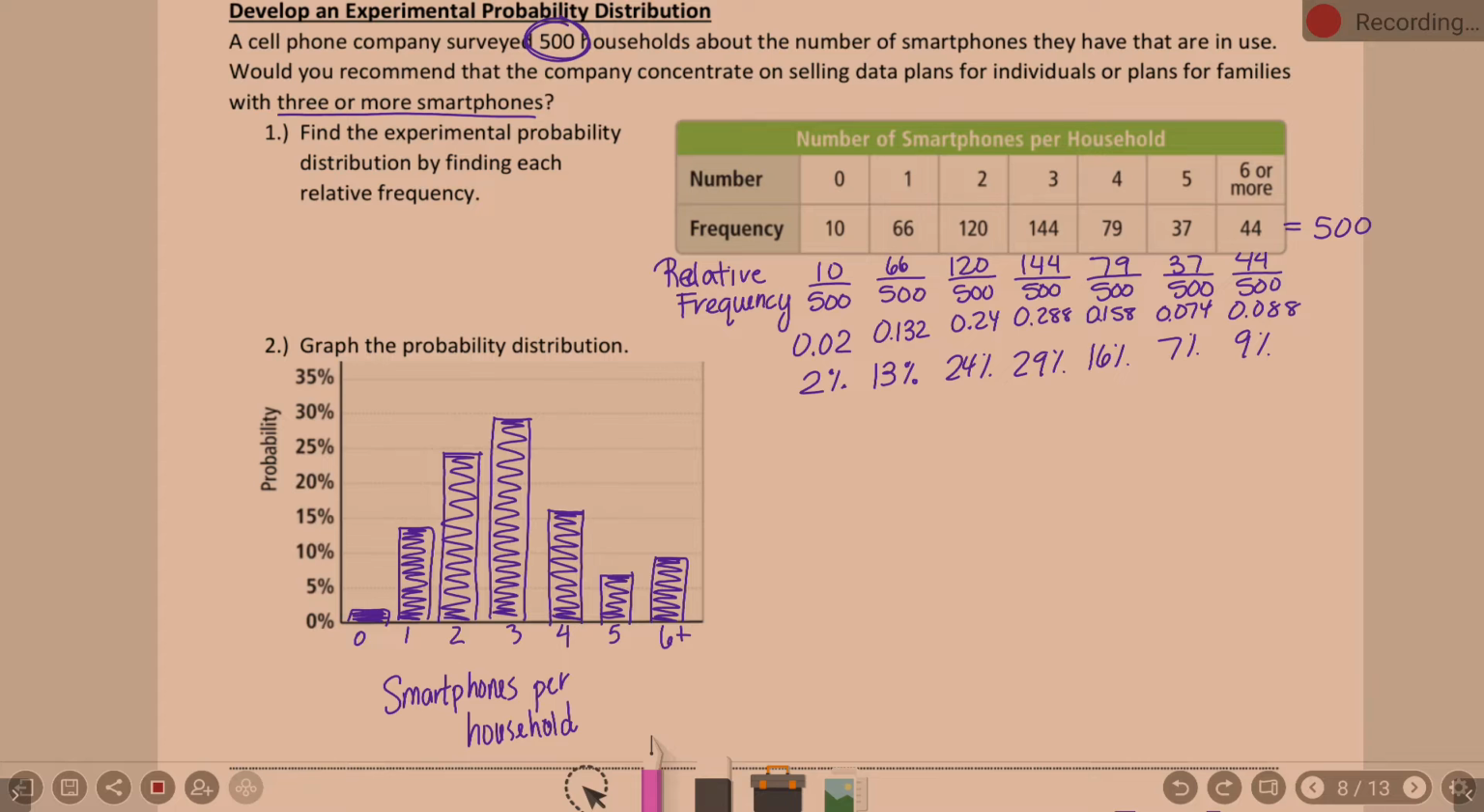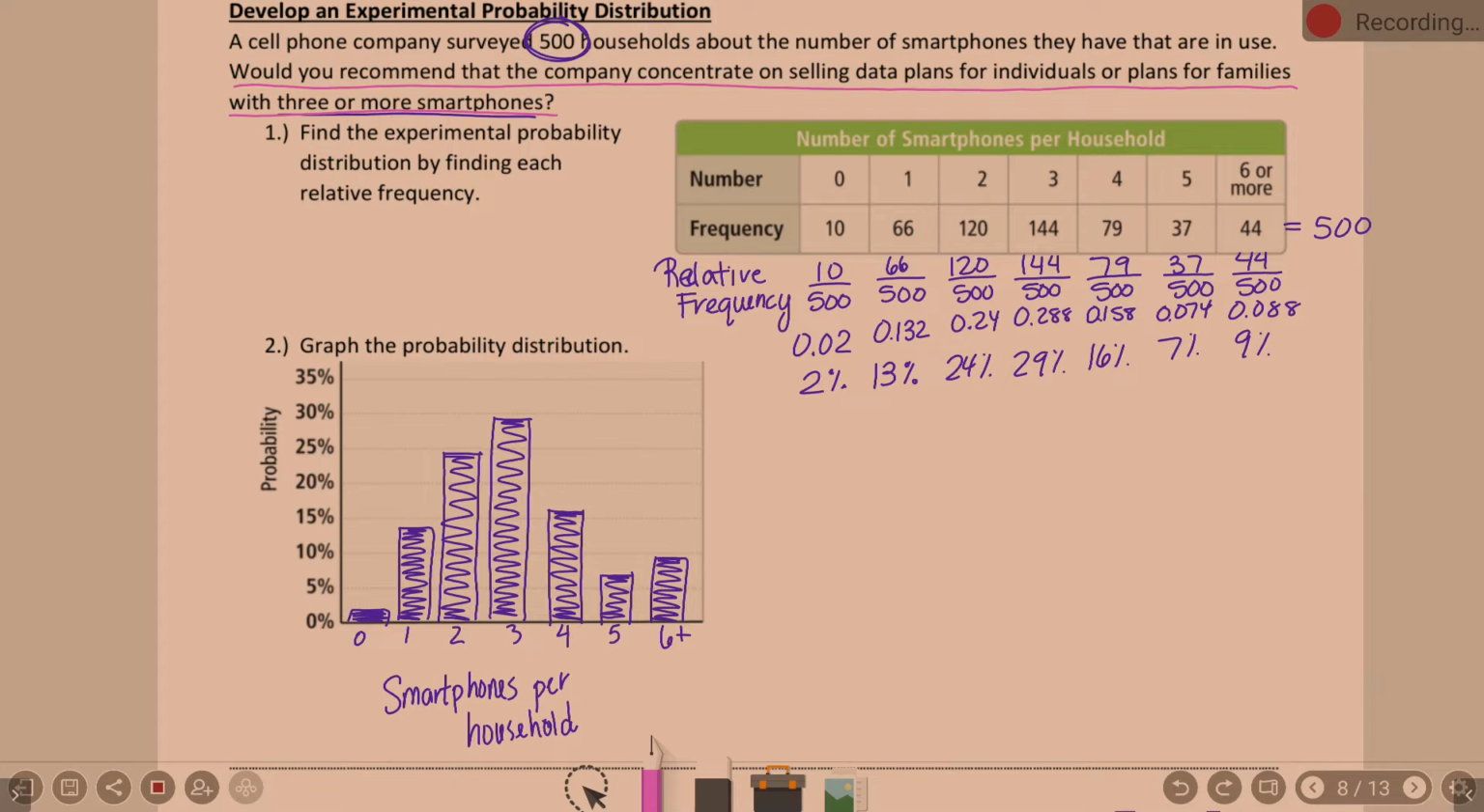Now, we still have to go back and answer the question from yesterday, which is why I was giving you guys a moment to make sure you have your bar graph and everything. Because our question from yesterday would you recommend that the company concentrate on selling data plans for individuals or data plans for families? And specifically, it talked about families with 3 or more smartphones.